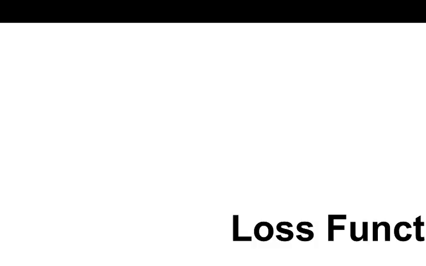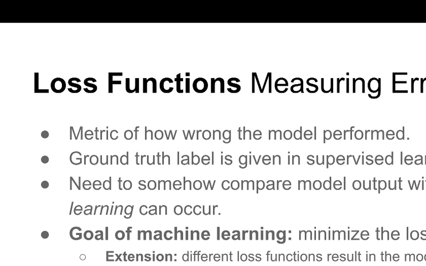All right, loss functions. This is a really crucial idea. Now that you got an output, you want to determine how wrong your model is, right? So that's why we use something called a loss function. Basically it's just a metric of how poorly or how well your model performed. And since the ground truth label is given in supervised learning problems, we can use that to compare with the output that our model produced.